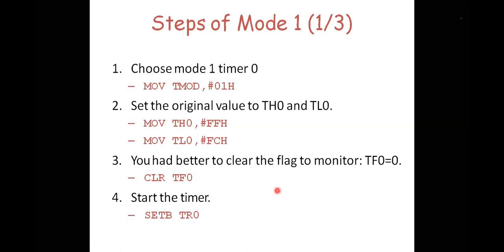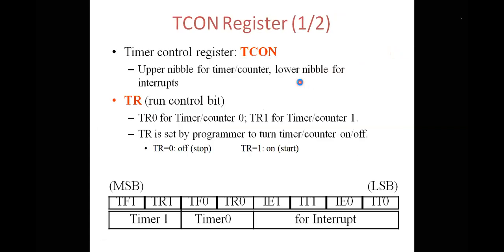So you have to choose the timer in mode 1. Timer in mode 1 means, here, if you see, mode 1 means gate, C/T bar, M1, M0. So anyway, you are not using gate. Yeah, mode 1. So I will show you the TCON register.